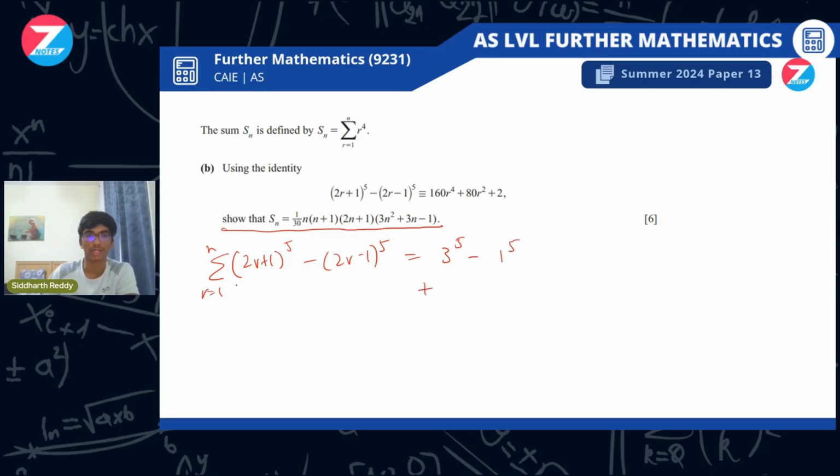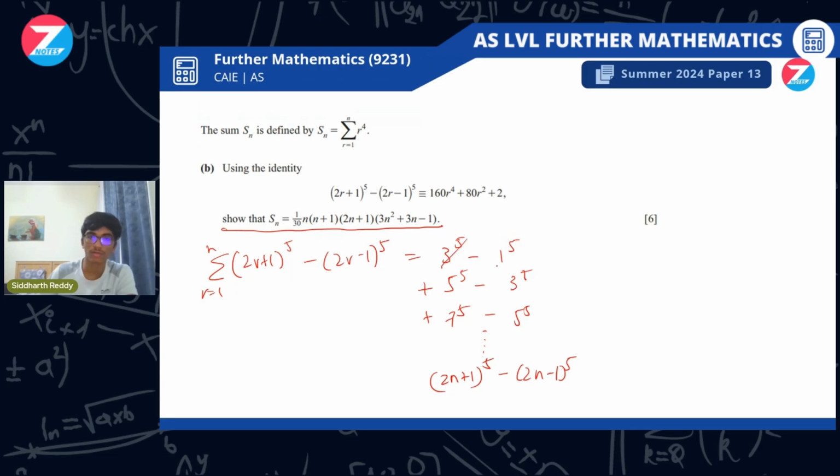Then we add the next one, r equal to 2. 2 times 2 plus 1, which is 5 to the power 5, minus 2 times 2 minus 1, which is 3 to the power 5, and so on. 2 times 3 plus 1, which is 7 to the power 5, minus 5 to the power 5, and so forth, until we get (2n+1)^5 minus (2n-1)^5. So now we'll note this thing.